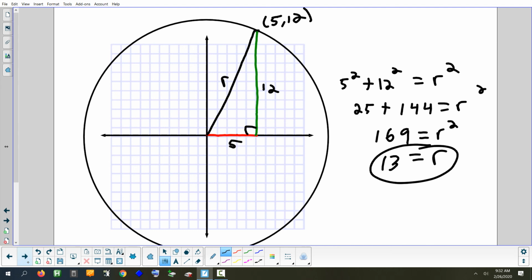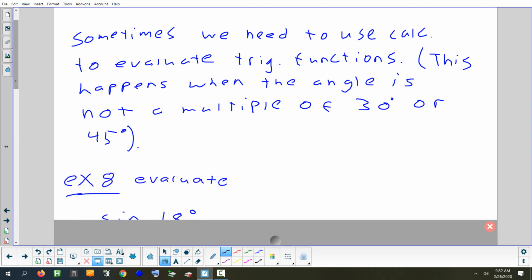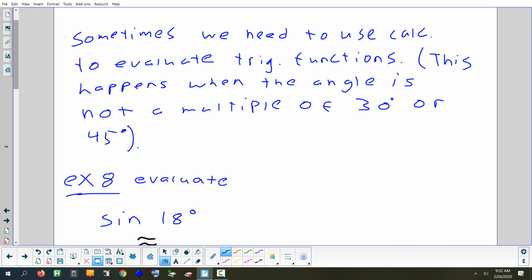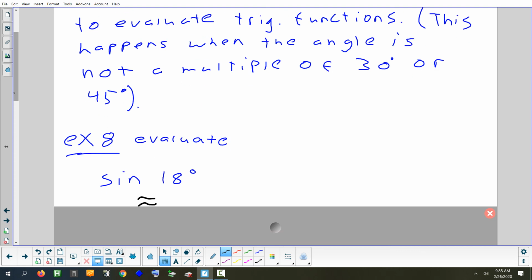Well, now we're going to look at what happens if none of that happens. I'm not giving you a coordinate right away, and I'm not giving you an angle that's a multiple of 30 or 45. So the only way you can solve it is just to type it in. Right? So for these last few, we're going to use a calculator. All right. So let's look at example 8. Can someone just read to me, what does example 8 say?